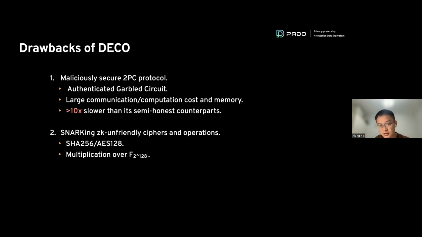If you are familiar with garbled circuits, then AGC, authenticated garbled circuit, is about 10 times slower than the semi-honest counterparts. Another part is that if you use SNARKs, you have to prove some ZK-unfriendly ciphers and operations. For example, they work on the CBC-MAC cipher suite, so you have to prove SHA, or AES, or even multiplications over this binary field, which is not that efficient, and the memory cost is very large. So those are the performance issues in the DECO paper.